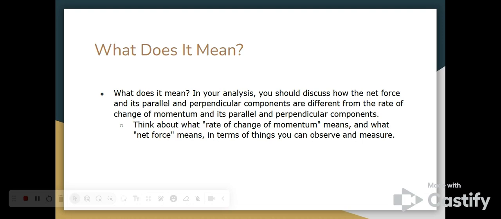So what does this mean? Basically what I want to say is that the net force shows the instantaneous push or pull on an object, causing its motion to change. Its parallel component changes the speed, and its perpendicular component changes the direction.